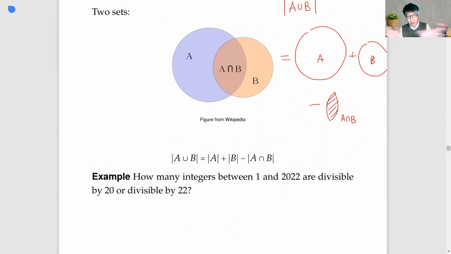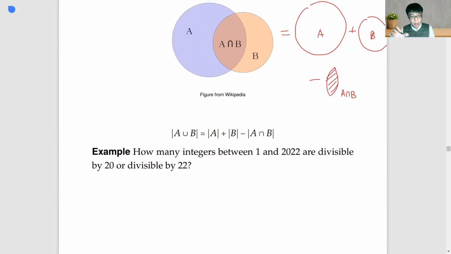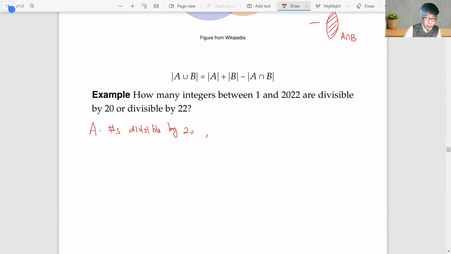How many integers between 1 and 2022 are divisible by 20 or divisible by 22? Okay, so here we have two sets, right? One set of numbers are divisible by 20. The other set of numbers are divisible by 22. So we use the two set inclusion exclusion principle. So let's denote A, the numbers divisible by 20, and B, the numbers divisible by 22.